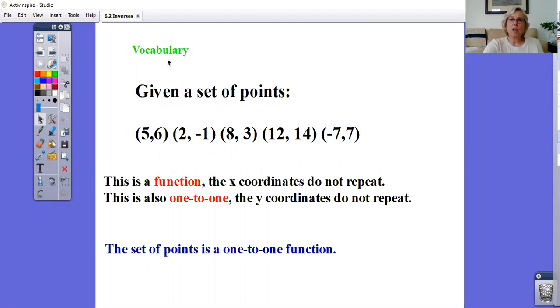So if we're given a set of points and I have these 5 points, I know that this is a function because the x-coordinates do not repeat, and that's review. But now we have a new vocabulary word, one-to-one. A one-to-one function is a function whose x-coordinates don't repeat, but one-to-one means the y-coordinates don't repeat either.